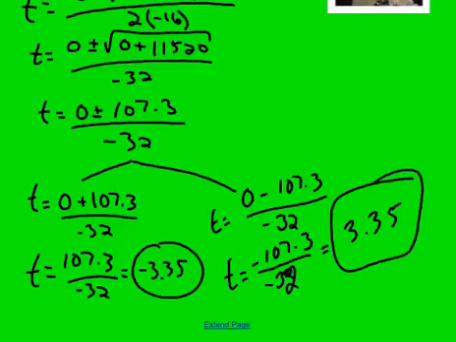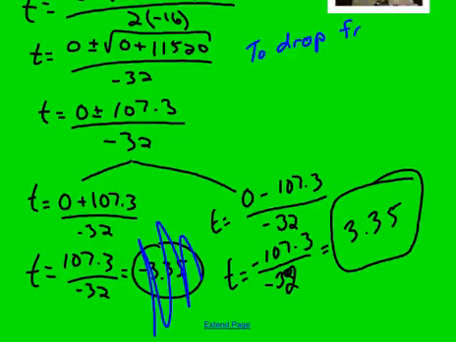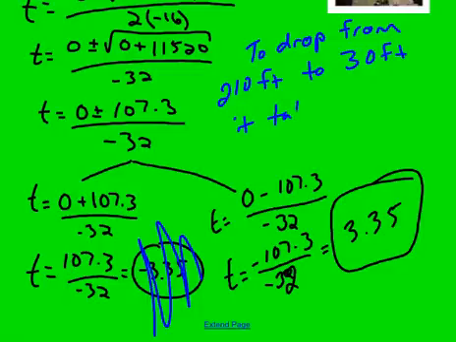So, is time a negative? No, I'm crossing this one out in blue. 3.35. So, how many seconds does it take to drop from 210 feet to 30 feet? It takes 3.35 seconds.